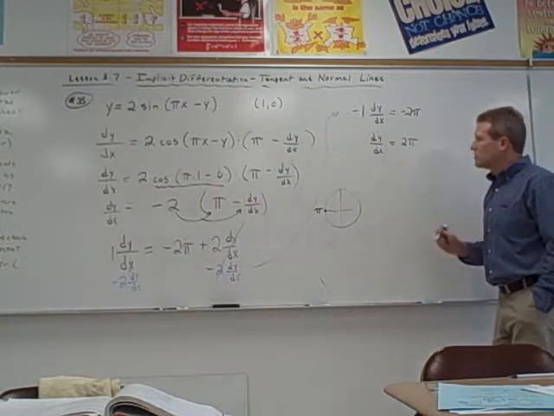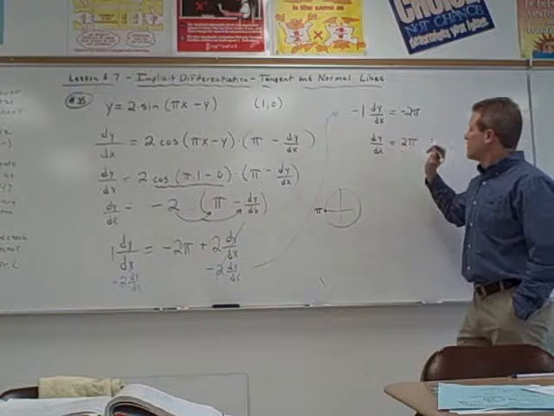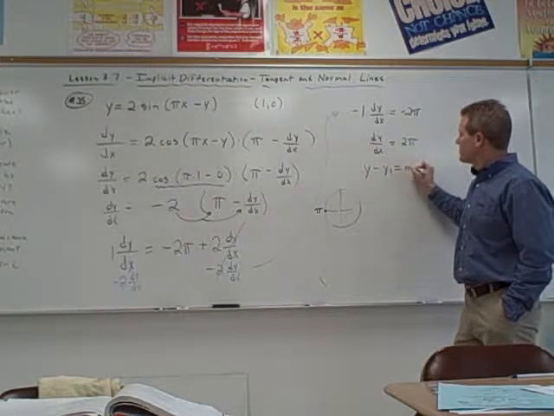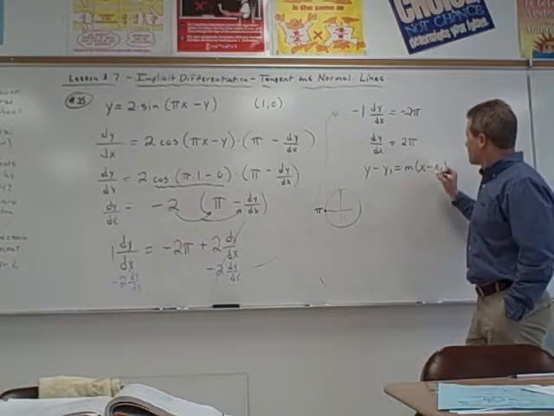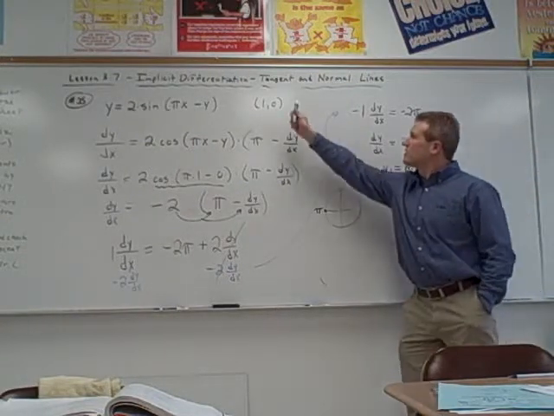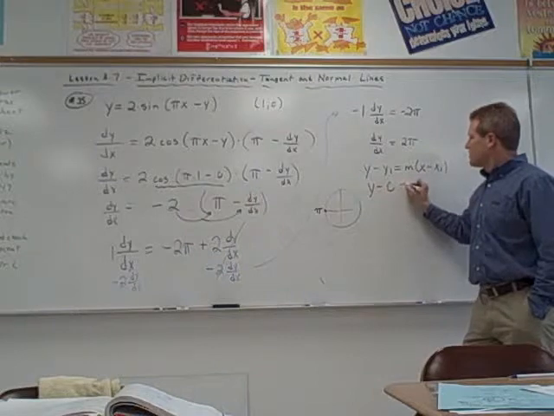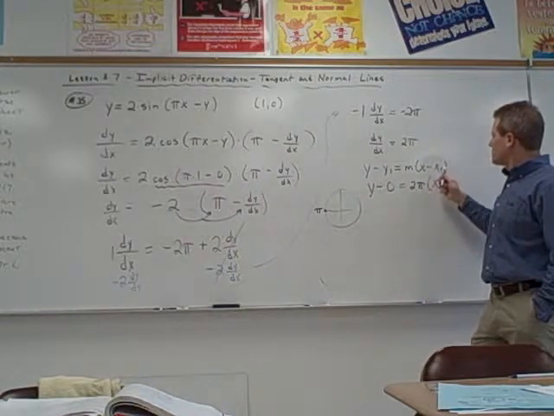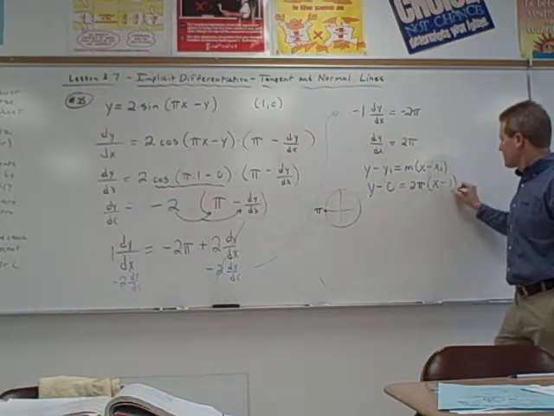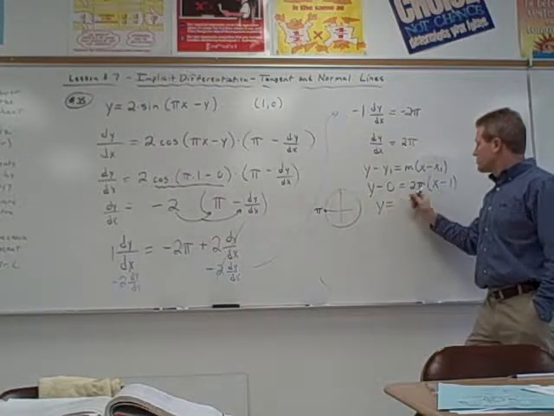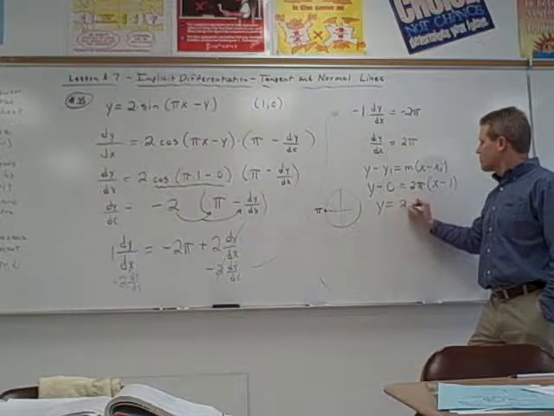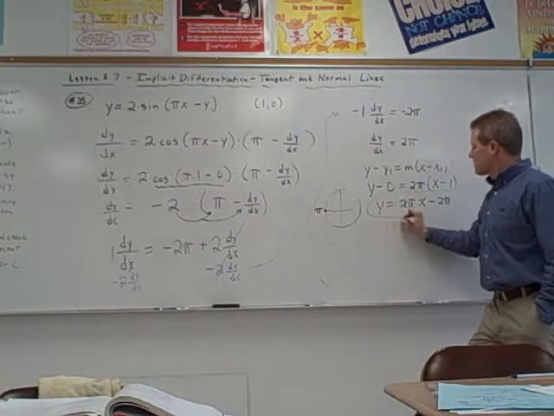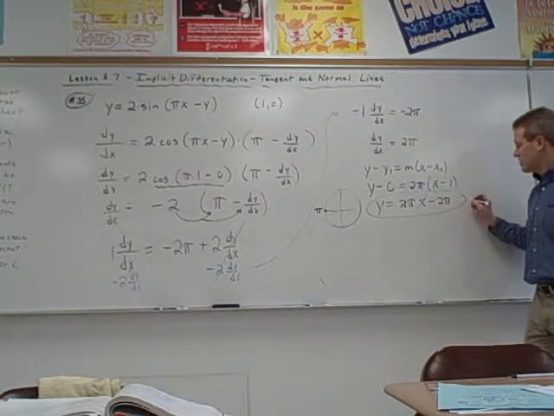That's the slope of your tangent line. So to write the equation, I'm going to use point-slope form of a linear equation. I'm going to take y minus my y coordinate of 0 equals my slope of 2 pi times x minus my x coordinate of 1. I can distribute the 2 pi through, and I get y equals 2 pi x minus 2 pi. That would be the equation of the tangent line.